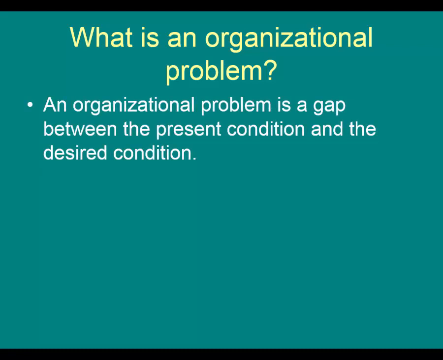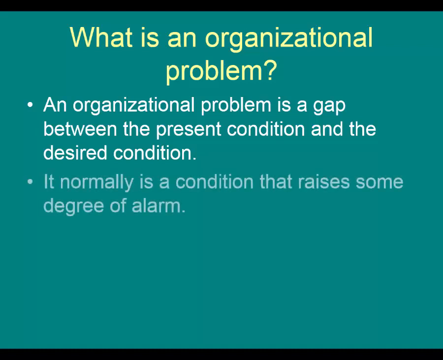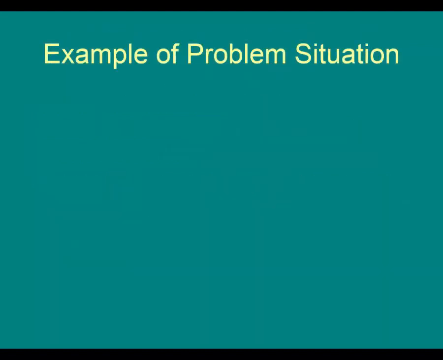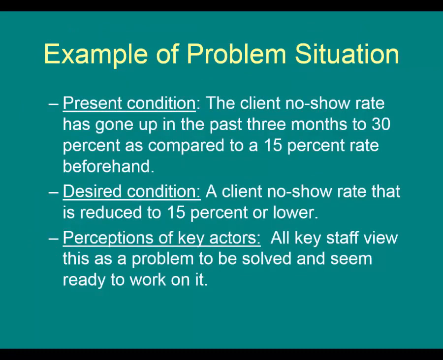An organizational problem is a gap between the present condition and the desired condition. That should be fairly obvious. It normally is a condition that raises some degree of alarm, meaning people usually are saying, we've got to do something about this. It should be distinguished from routine decisions or new opportunities. Here is a situation. I want you to hit the pause button, look it over, and then come back to me.